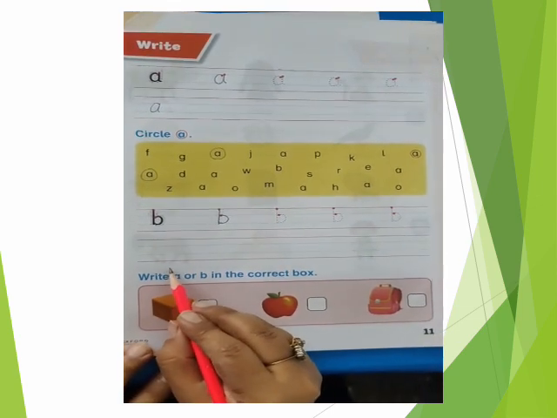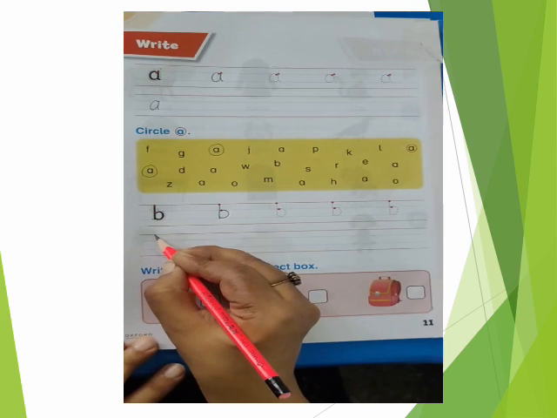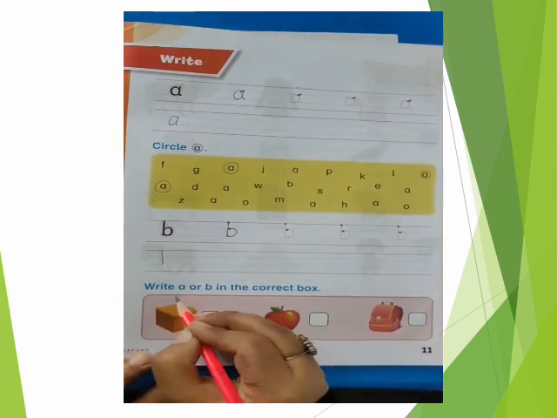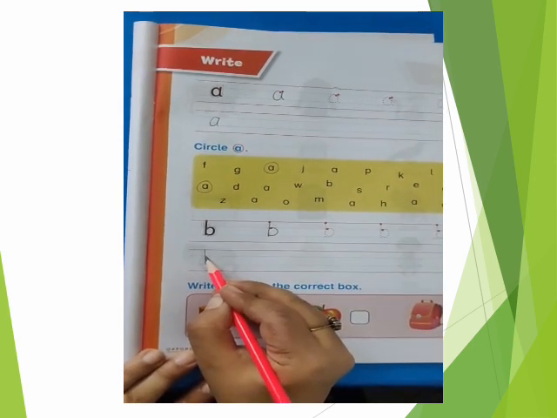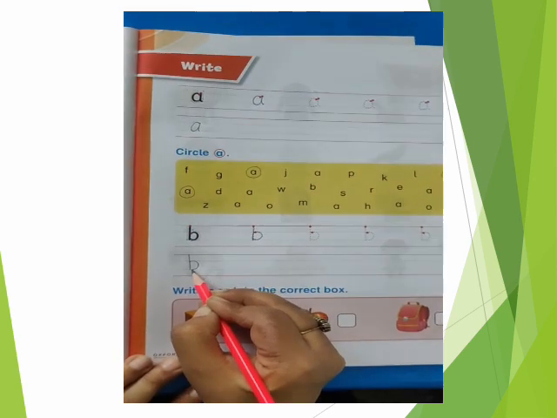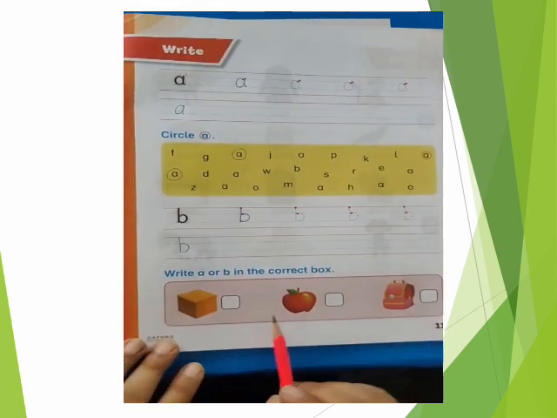Next line you have to write without dots. Start from the first line. You have to write a straight line. Yes, if the straight line comes in three lines, then you have to make a half circle in the middle two lines. That is how we write B. Then complete the whole line.